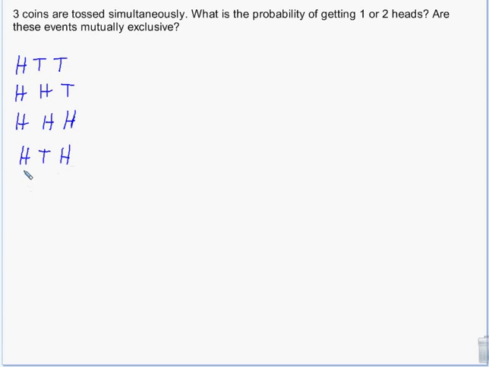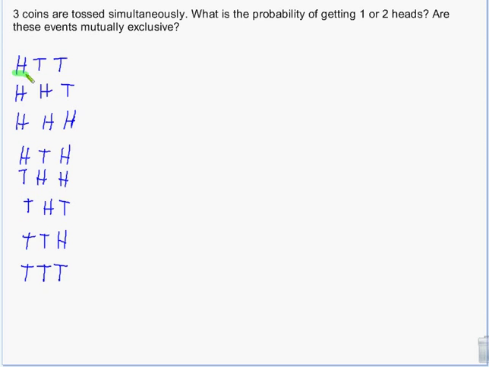Or I could get heads, tails, heads. Or I could get tails, heads, heads. Or I could get tails, heads, tails. Or tails, tails, heads. Or tails, tails, tails. Okay, so those are all my choices, and basically what I did is I have 4 where the heads was the first coin and 4 where the heads was the second coin, and then I figured out the other coins from there. So we want to know 1 or 2.